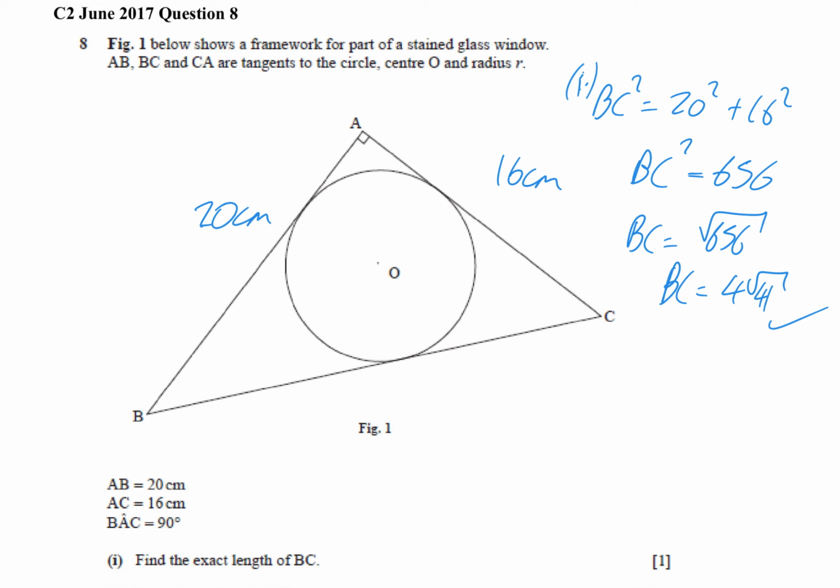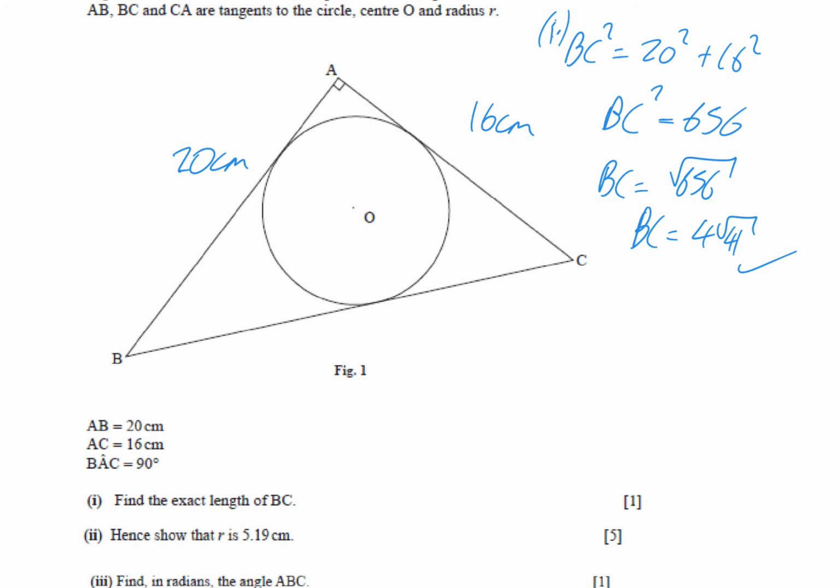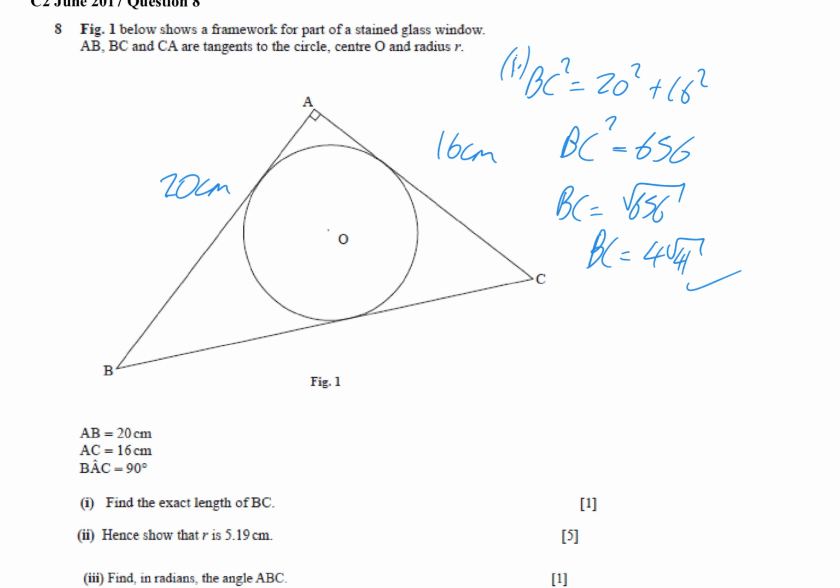So a nice easy start, and then the wheels fall off a wee bit in the next bit. It says, hence show that R, the radius of the circle, is 5.19. So I'm going to get rid of these in a second. I'll put them back on in some fashion in a bit.